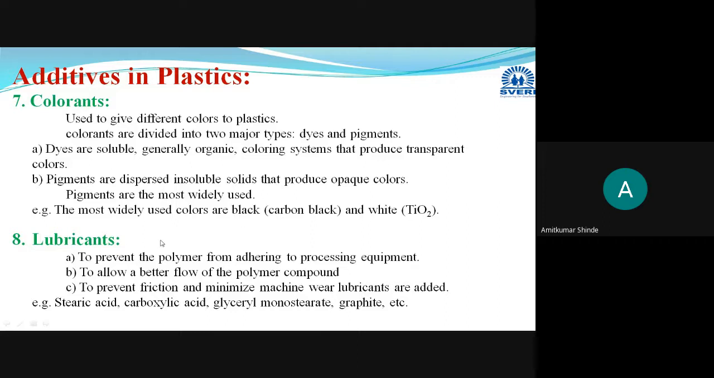Generally we use pigments in the case of plastic materials, and most of the time the colors used are black and white. The black color will be carbon black. And for achieving the white color, titanium oxide, TiO2, is used.